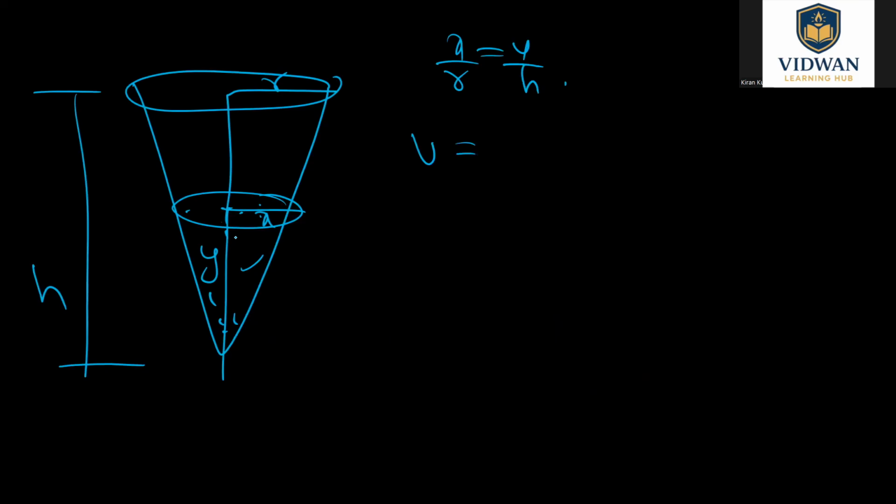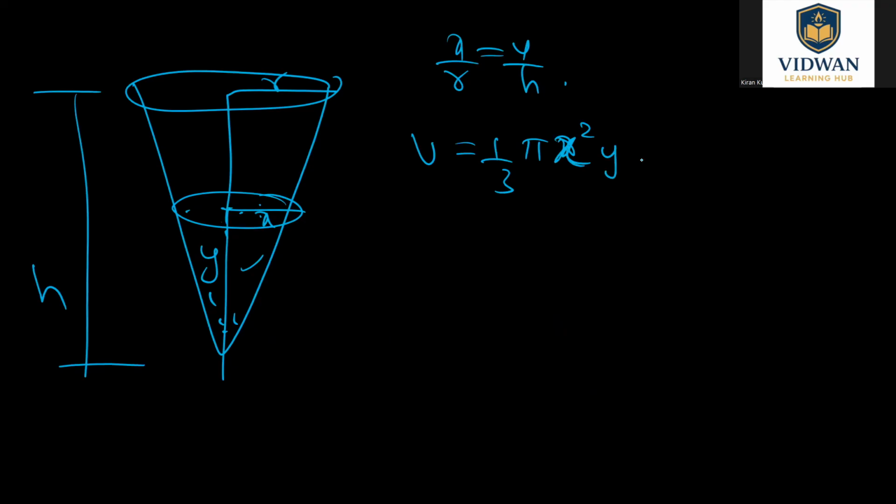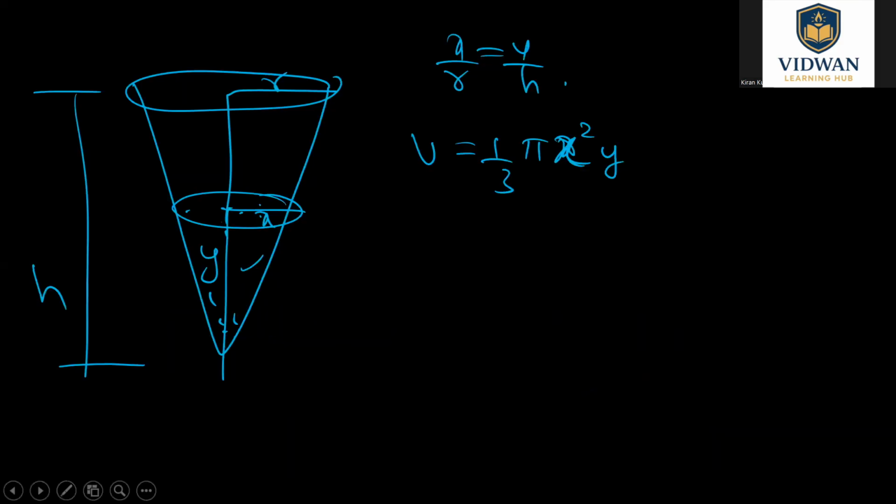And volume of the water level is 1 by 3 pi r square h. R is x here, h is y here, because you are writing the volume of the water level, not the cone. So this is the volume of the cone formed by the water. And you know the value of h and r. H is 35 and they said diameter is 14, so radius is 7. So r is 7, h is 35.